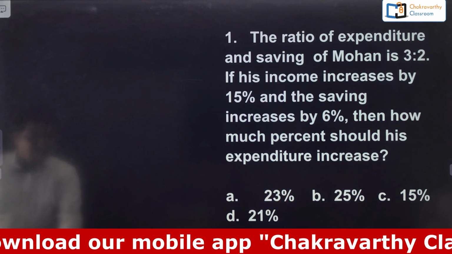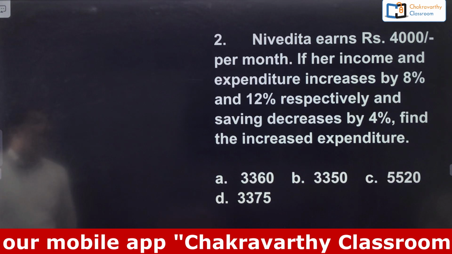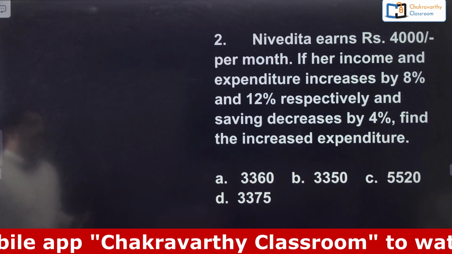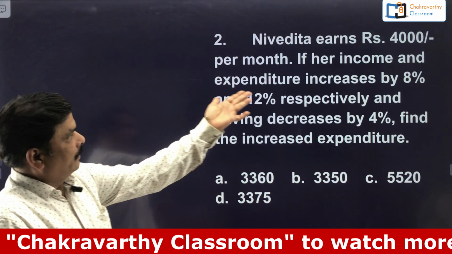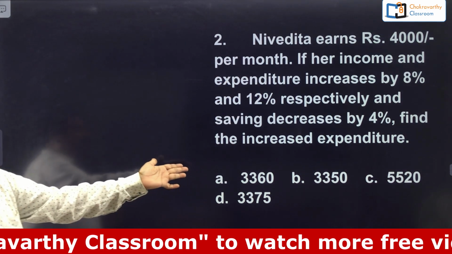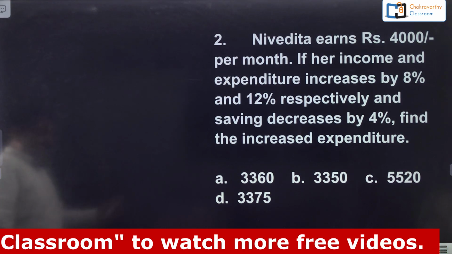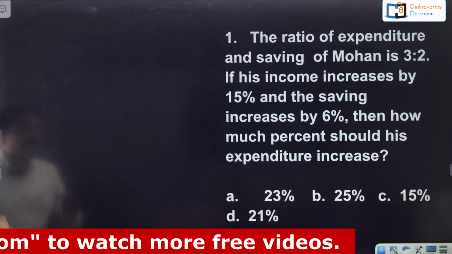This is the first question. Do this by yourself. Then the second question, you just make a note of this as well. Nivedita earned something, they have given. Try to do it by yourself. Right, let me start the first question.